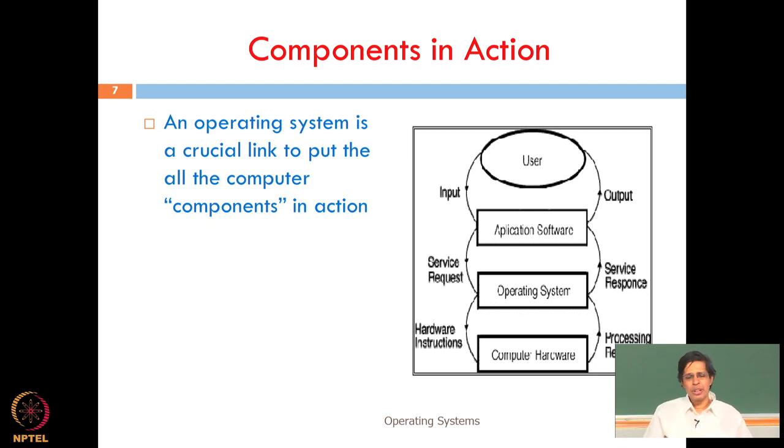user. So, the user asks for certain things from the application software, which in turn asks for some services from the operating system, which translates into a set of hardware instructions, gets them executed on the hardware, and the results are sent back to the operating system, which in turn gives a response to the service request made by the application software, which in turn is converted to an output and the end user can view it. So this is basically how the 4 components actually interact.